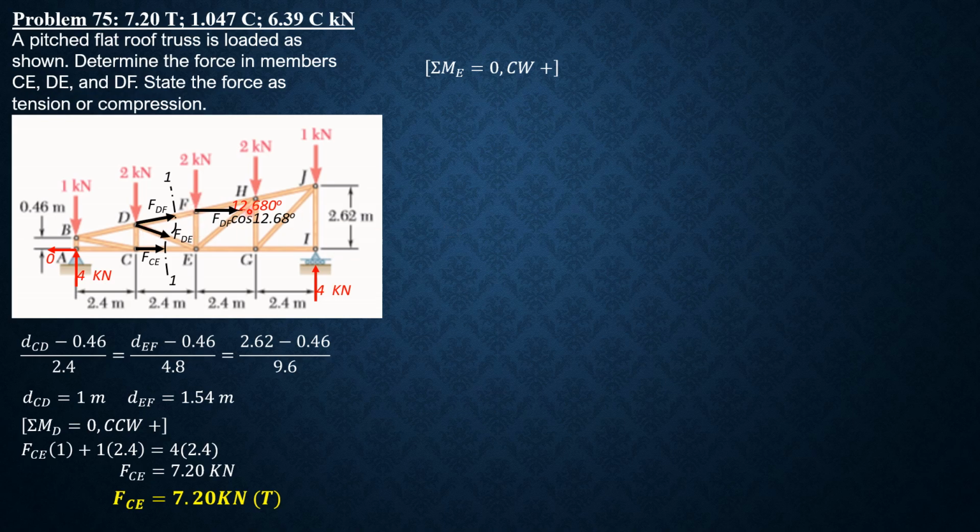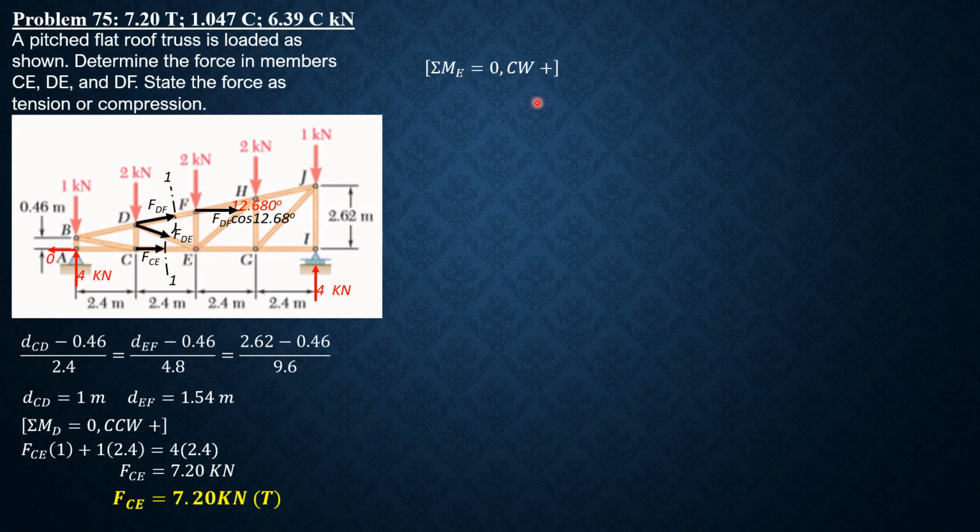So that angle is 12.68 degrees, arctan of 0.54 over 2.4. So this is the horizontal component of FDF by principle of transmissibility of a force, because we plan to sum up moment about E so that FDE and FCE will not be involved. Only FDF would be the unknown. And the vertical component is passing through E, so it's not involved in the moment equation. So again, distance is 1.54.